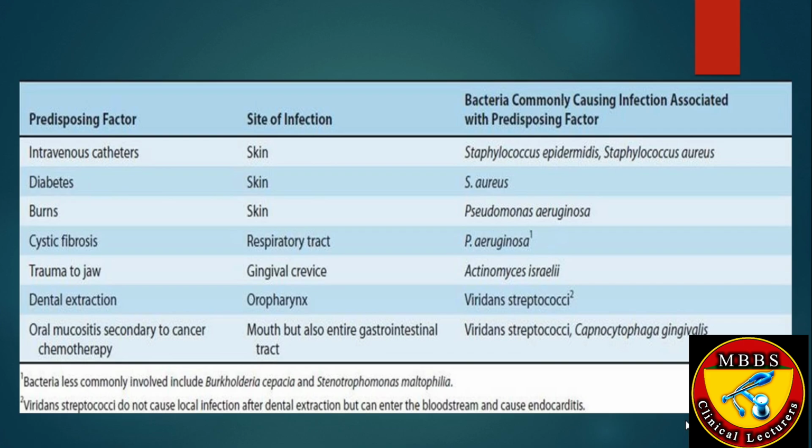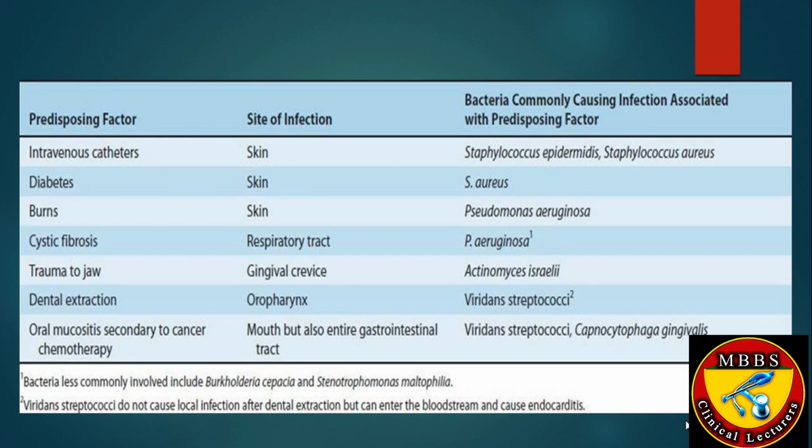Actinomyces israelii causes infection when there is trauma to the jaw, because normally they are normal flora in the gums. Infections with viridans streptococci are seen in cases of dental extraction. Although they do not cause a local infection, meaning not at the site of the dental extraction, once they get access into the bloodstream, they can cause endocarditis.